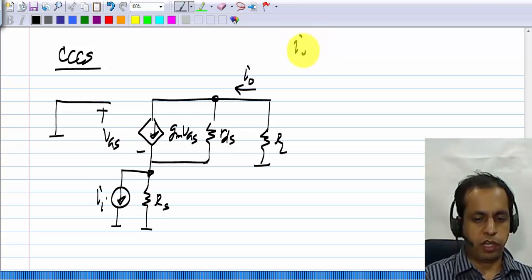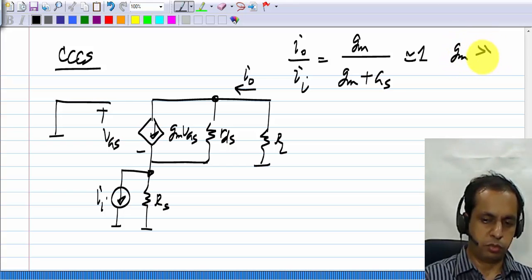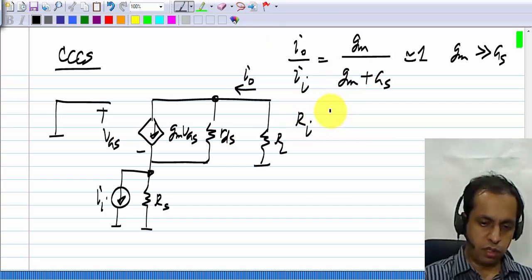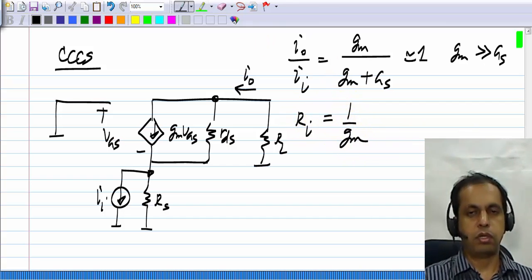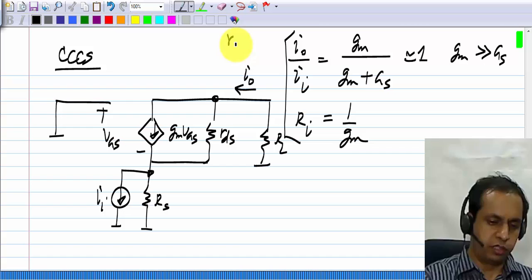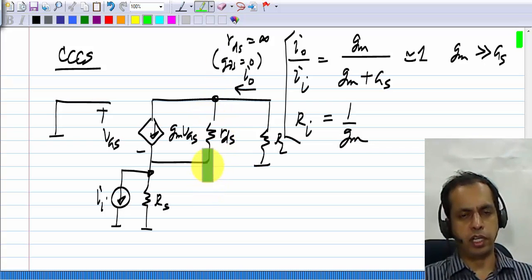What we have calculated so far is that Io by Ii equals gm by (gm plus gs), approximately equal to 1 if gm is much greater than gs, and the input resistance Ri is equal to 1 by gm. Okay. Now both of these expressions have been evaluated with RDS equal to infinity or gds equal to 0. I would encourage you to try it out with RDS not being infinity. You will get a more complicated expression, of course, but essentially the result will be these two.